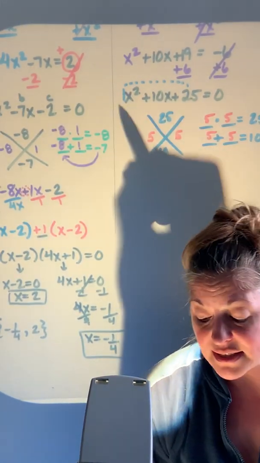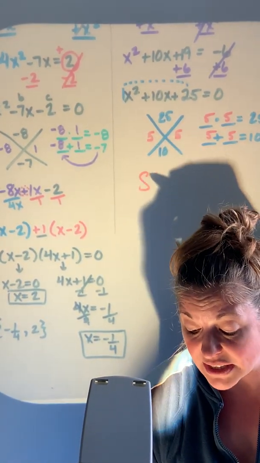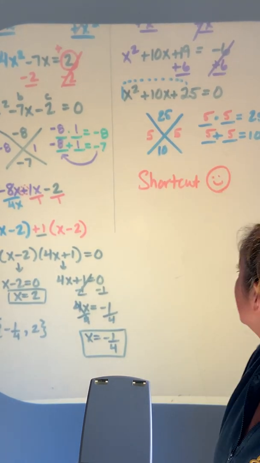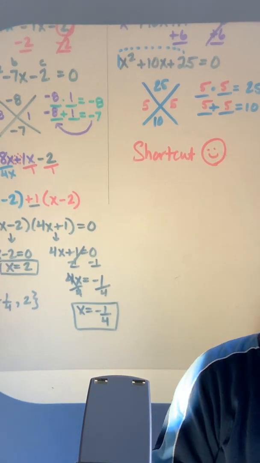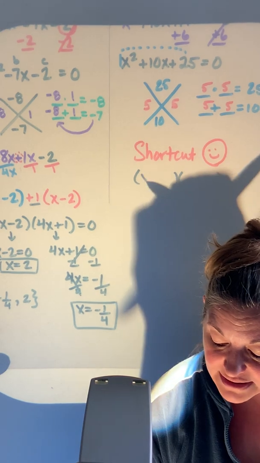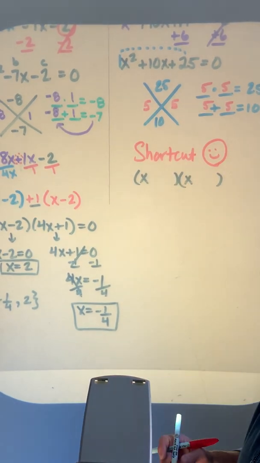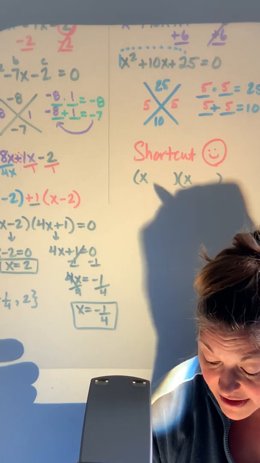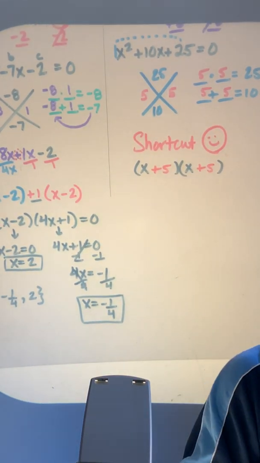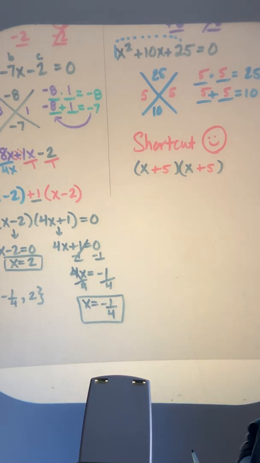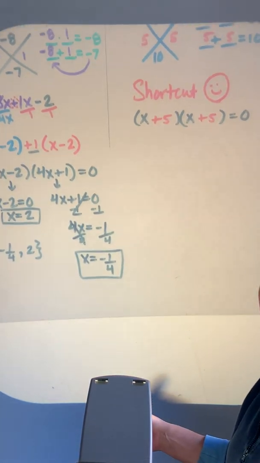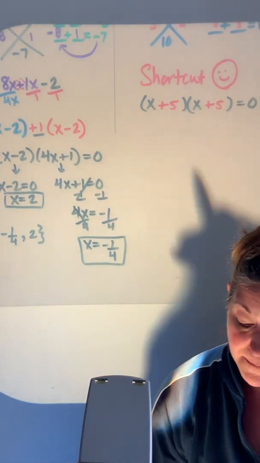But now again, because the a value is just a 1, we can use the shortcut, which makes us happy. So I'm going to draw a little smiley face. The shortcut tells us that all we need to do is slap down our parentheses, first term being x, and then those two numbers we found, we can just put them in. So when we factor this, this will end up being x plus 5 times x plus 5. Don't forget it's set equal to 0, so we still got one more step. We gotta go ahead and solve them.